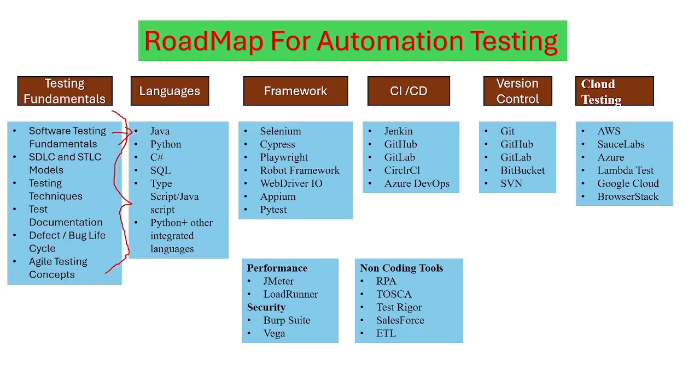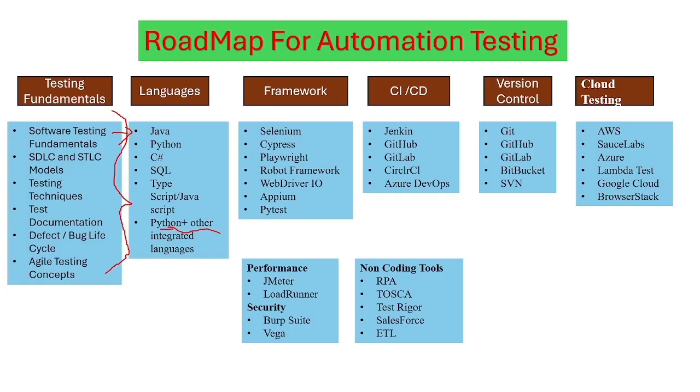From an automation testing perspective, JavaScript, Java, and Python are the most ruling languages in the current market. C Sharp is also used. I have written Python plus here because Python can be combined with many different languages: Java, C Sharp, JavaScript, TypeScript, and Ruby. Sometimes in some companies that can also be a requirement.